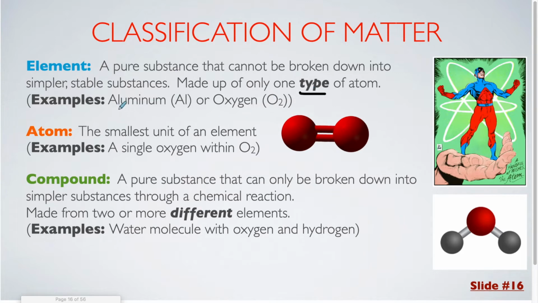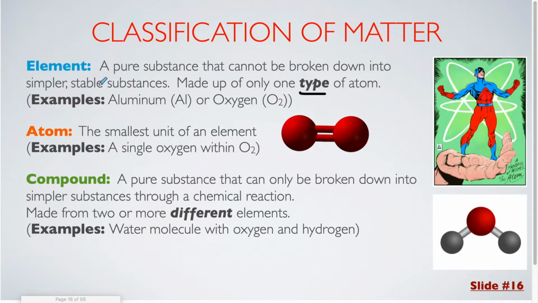Our examples are aluminum and oxygen, but if you look at the actual symbols, while aluminum has just a single Al, oxygen is O2. So just because we have a subscript here does not necessarily mean that it's a compound. If there's only one type of symbol present, it's going to be an element.